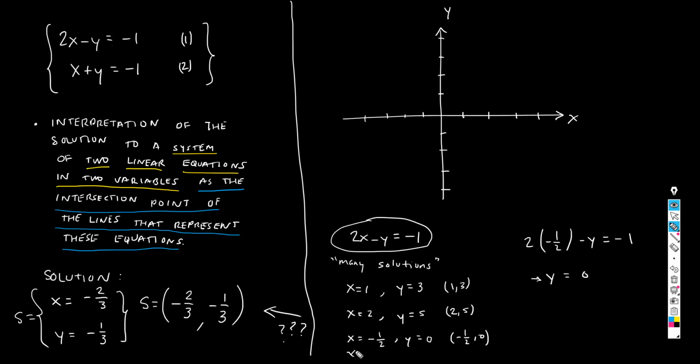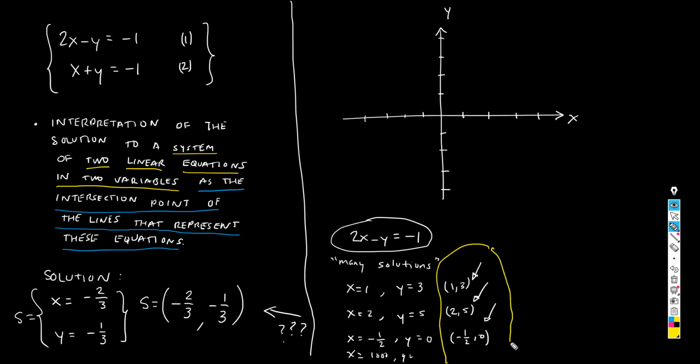You can do this, you can spend hours and hours. X equals 1000, and then you get the value of y, and x equals whatever, and you get the value of y, and you will get many possible solutions represented as points. What you can do in order to represent this whole set of possible solutions, which is infinite, I repeat, you have infinitely many possible solutions, is the following graphical way.